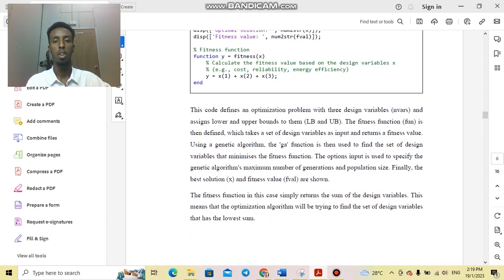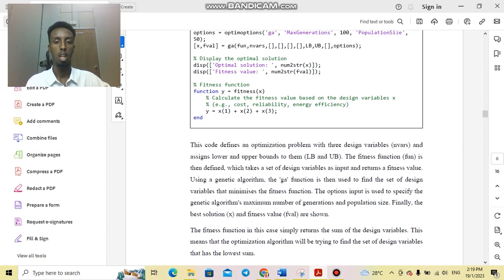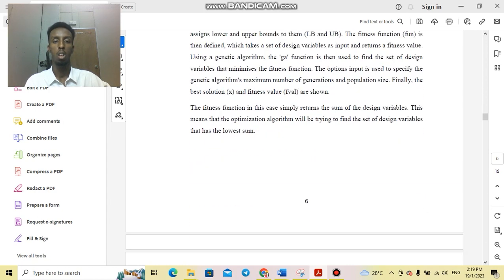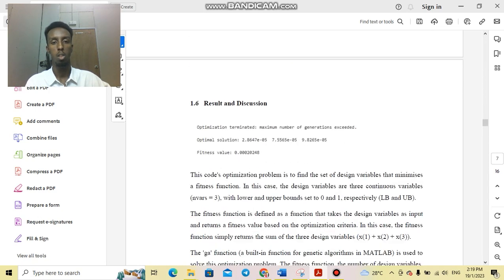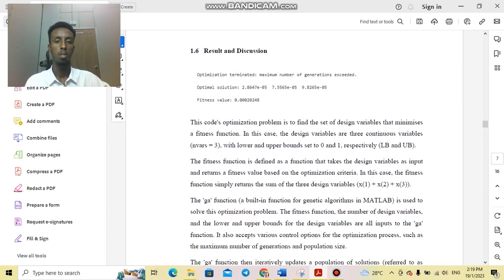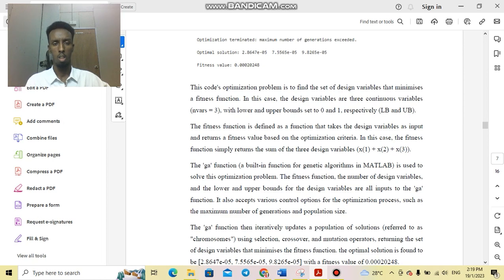So this code defines an optimization problem with 3 design variables as I stated before, and assigns lower and upper bounds to them. The fitness function is then defined, and we take a set of design variables as input. So in this code, this is the result we got. The optimal solution is 2.8, 7.8, 0.5, also 7.5, and 9.8. The fitness value we get here is 0.000200248.